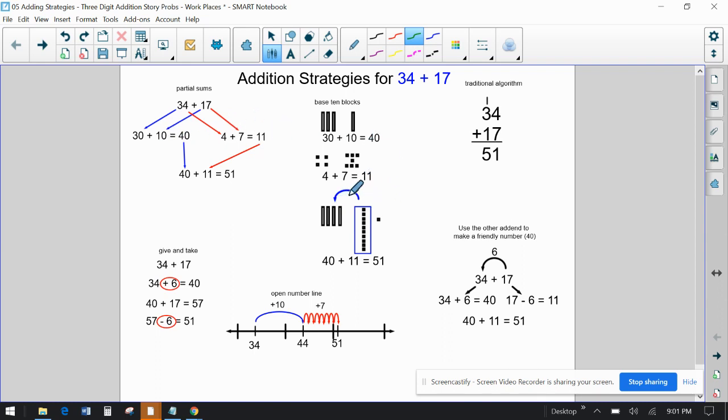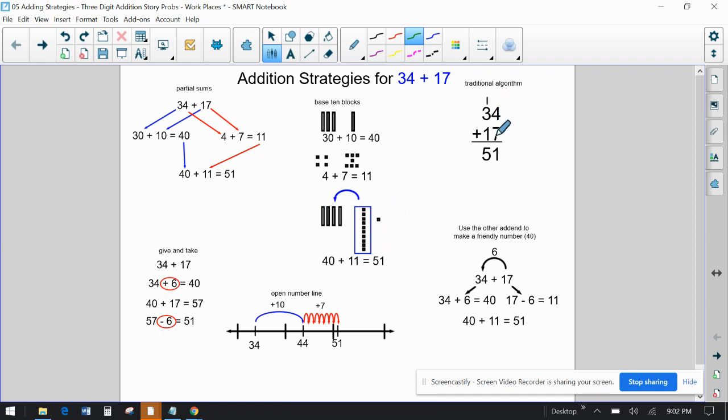So then once you have the 40 and the 11, you take 10 of those 11 to form a 10 and add it up over to this side. So you end up with 5 tens, and then there's just one left. So you can see those two strategies go hand in hand. They're very similar. And then this one is basically what we were doing right here. When we do the traditional algorithm, it's this step right here.